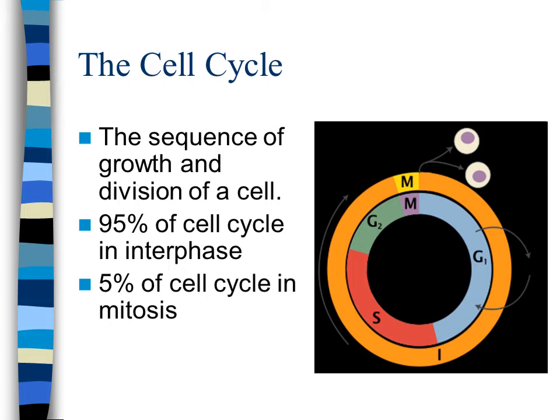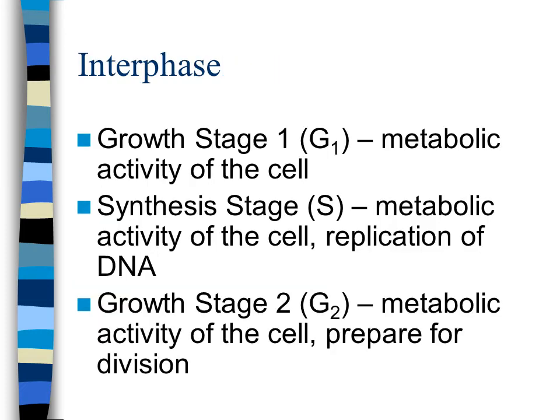Then you have mitosis. That's the M. It's purple in the inner ring and yellow in the outer ring. In mitosis, you use about 5% of a cell's life cycle, and 95% of the life cycle would be in interphase. So, in interphase, growth stage 1, the main thing is metabolic activity of the cell. That's when we're saying the cell's doing its thing. The scientific way of saying it is metabolic activity of the cell, whatever the cell needs to do.